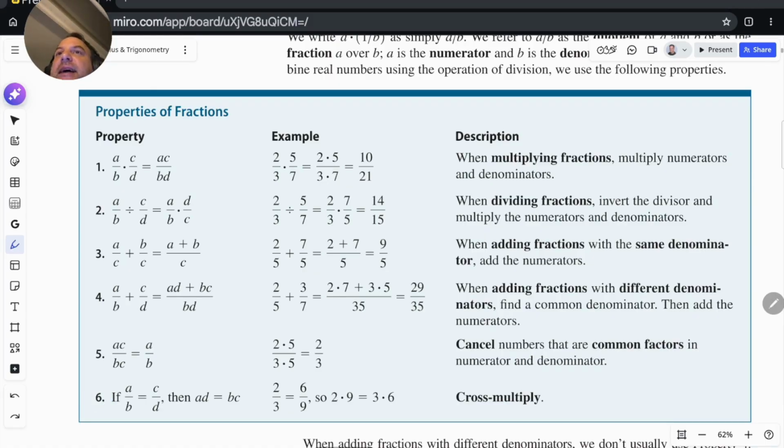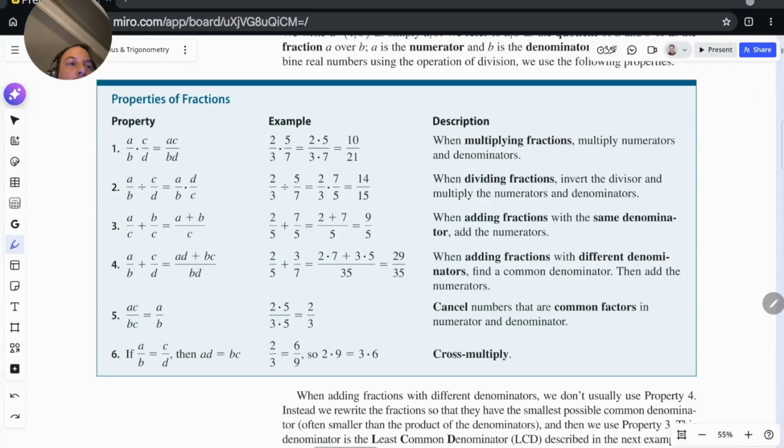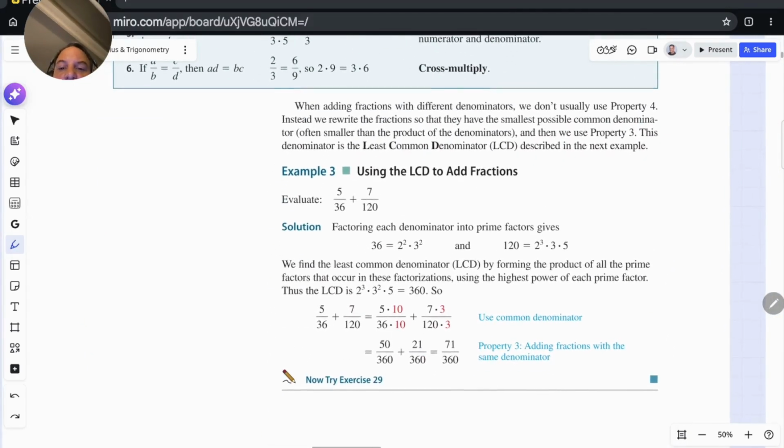So in practice, guys, make sure that you find the least common denominator rather than just automatically using property 4, which multiplies the denominators together, and it may yield a non-reduced result. Property 4, yes, it always works, but it may require some simplification afterwards. Now this takes us to example 3, where we're using the least common denominator to add fractions.